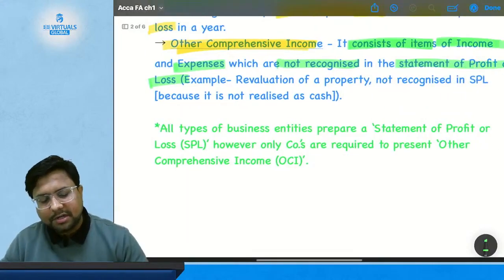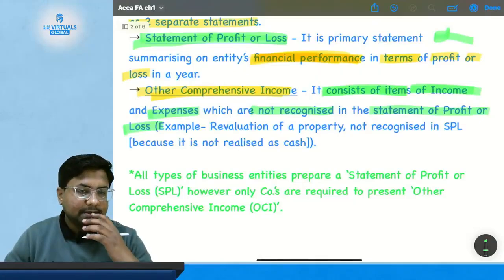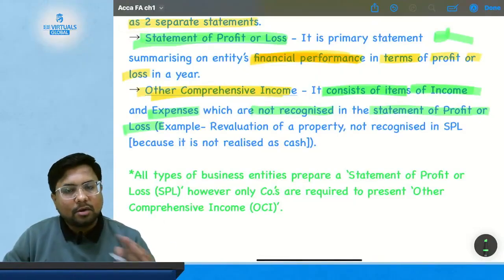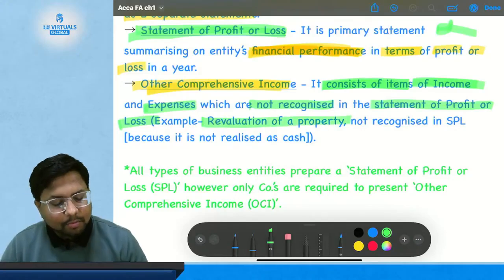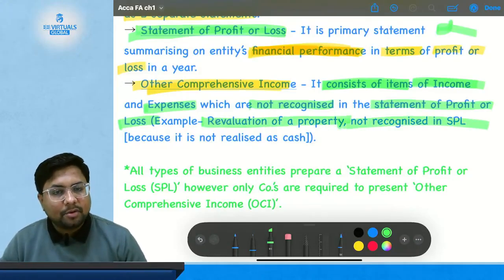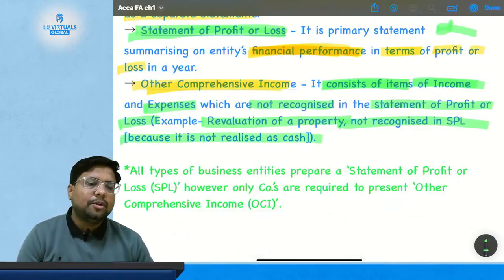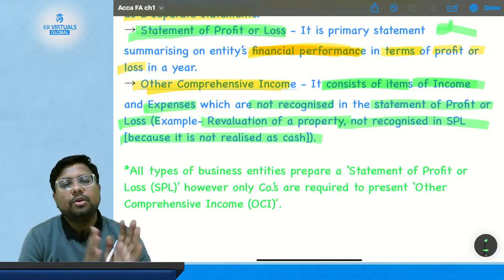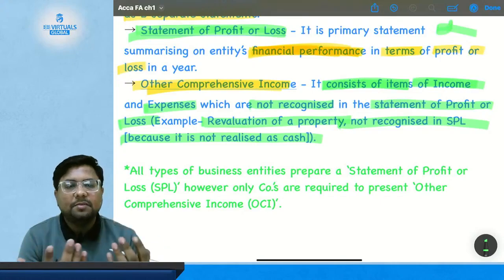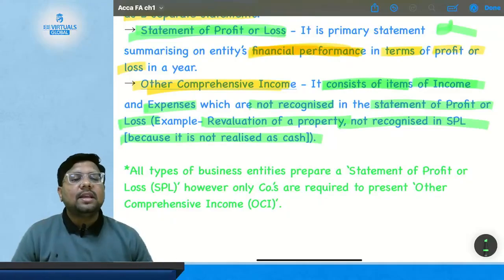Okay, so just understand that the things which are not going to be covered in the form of income or expense in the statement of profit or loss are going to be ultimately covered in the other comprehensive items. An example of it is the revaluation of a property, not recognized in the statement of profit or loss because it is not realized in cash. So if you have revalued your asset, which is not covered in the statement of profit or loss, it is going to be covered in the other comprehensive items. Sir, what is revaluation? This is also covered in a separate chapter. So we have a separate chapter for each and everything.